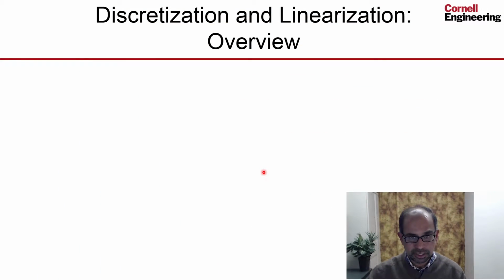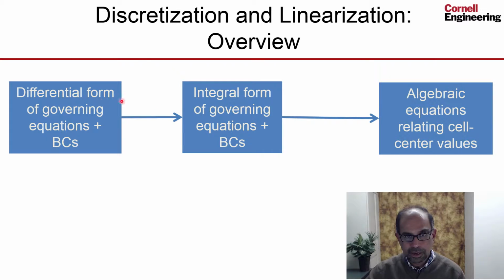The two major ideas we have talked about so far are discretization and linearization. Let's put them together. So here's an overview of the two together. We talked about discretization before, and here was the overview of the discretization. And the end point of the discretization is a set of algebraic equations relating neighboring cell center values. And we derived that from the integral form of the governing equations by doing control volume balances cell by cell.